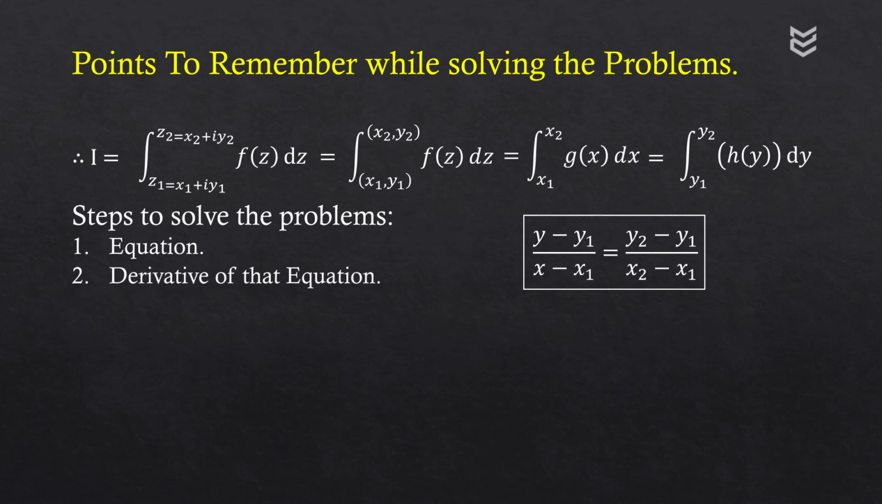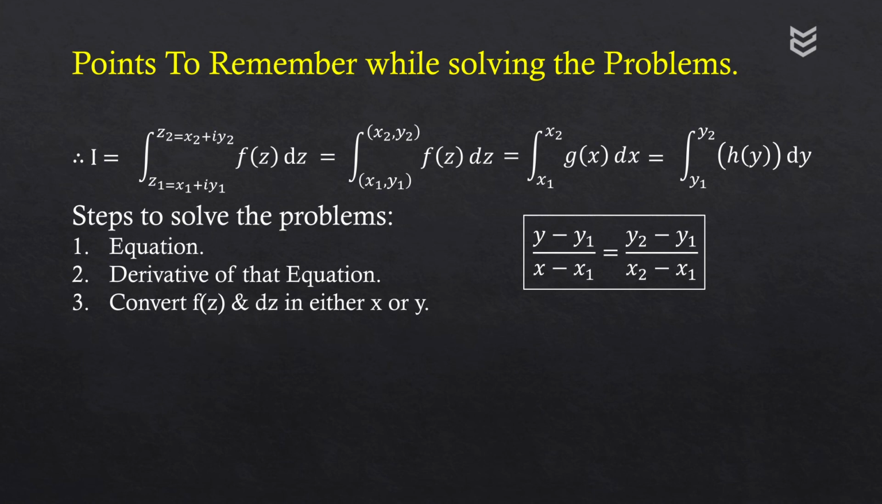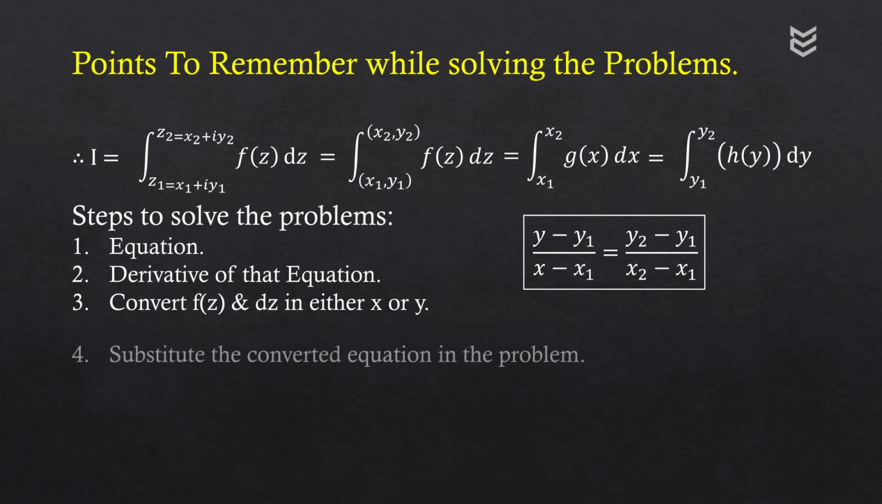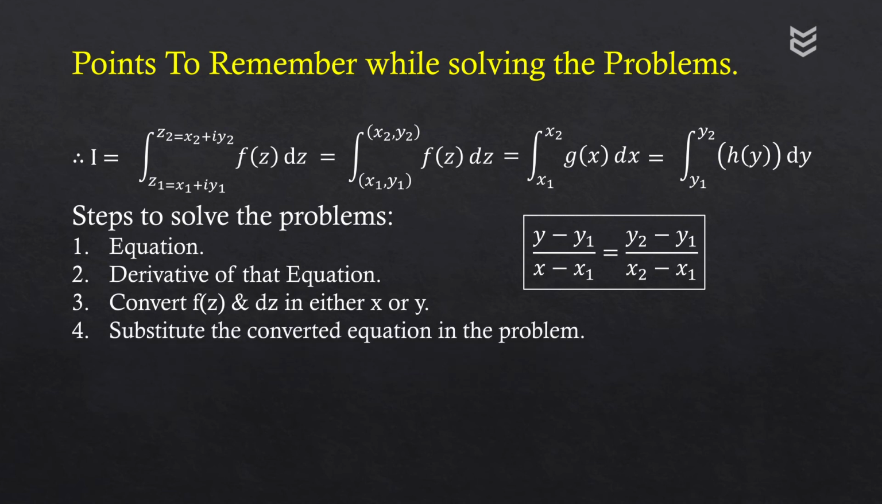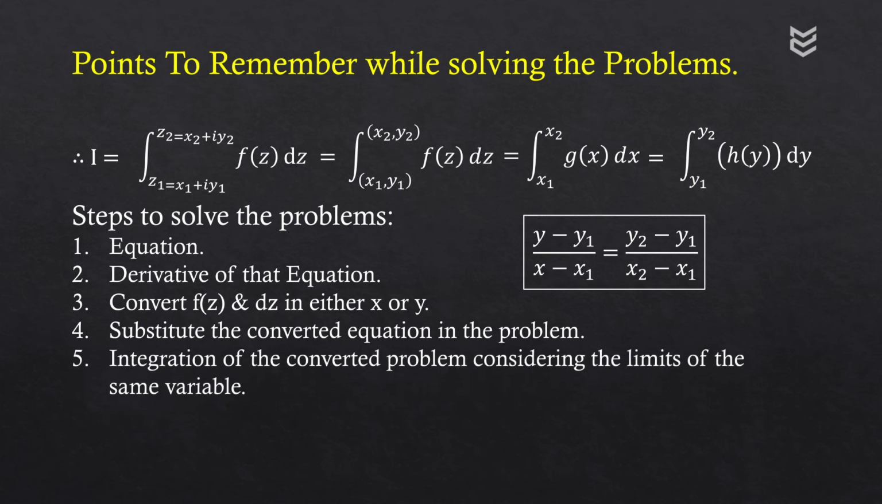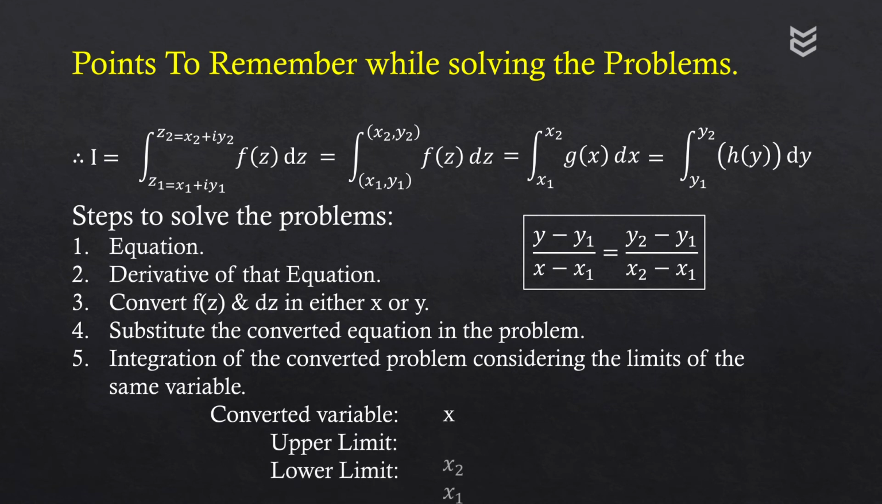Step 2 is to take the derivative of the equation. Step 3 is to convert f of z and dz into either x or y, where the conversion is dependent on the given equation. Step 4 is to substitute the converted equation in the problem. Step 5 is to integrate the converted problem considering the limits of the same variable. That is, if we convert the equation as a function of x, we should consider the x limits, which are abscissa, and if we convert it as a function of y, then we consider the y limits, which are ordinates.